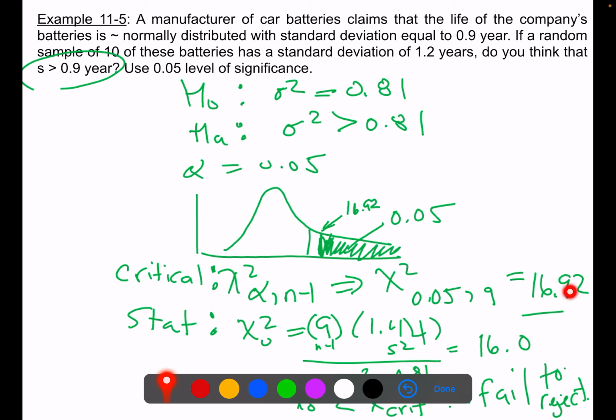So it's a little bit less than 16.92, so we reject the null hypothesis. Sorry, we fail to reject the null hypothesis. So there's no strong evidence to suggest that the company is wrong.